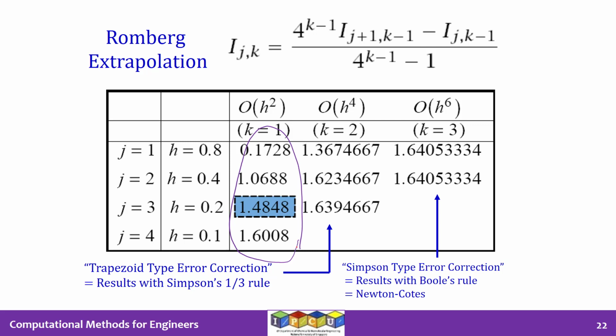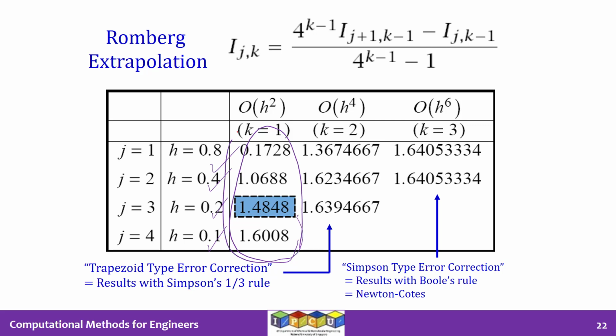Now, what if I told you that once you get this particular column, that means the results by solving the integral using the trapezoid rule, which is very, very easy to apply? The trapezoid rule is based on linear approximation. It's very easy to apply. But I solved the problem using the trapezoid rule at 4 different grid sizes. These are the 4 grid sizes I solved the problem with.